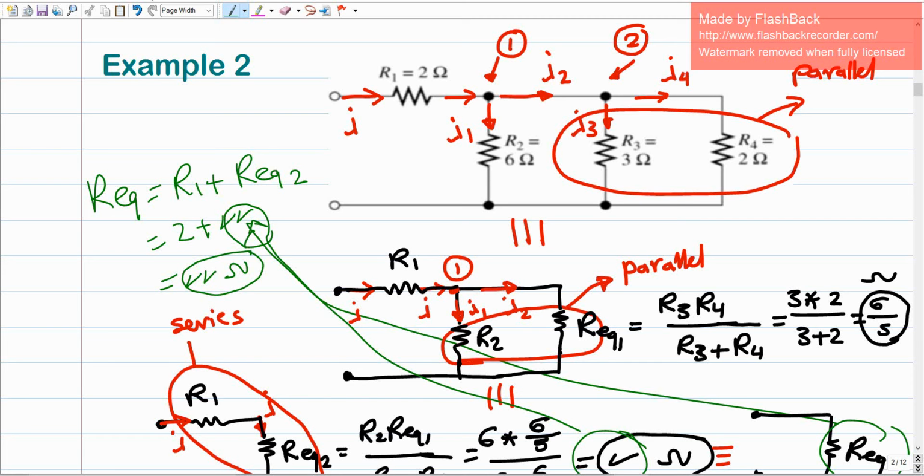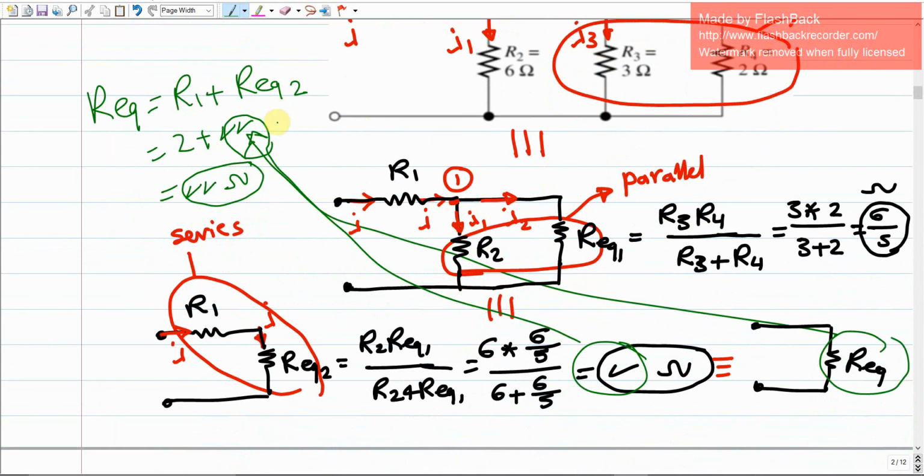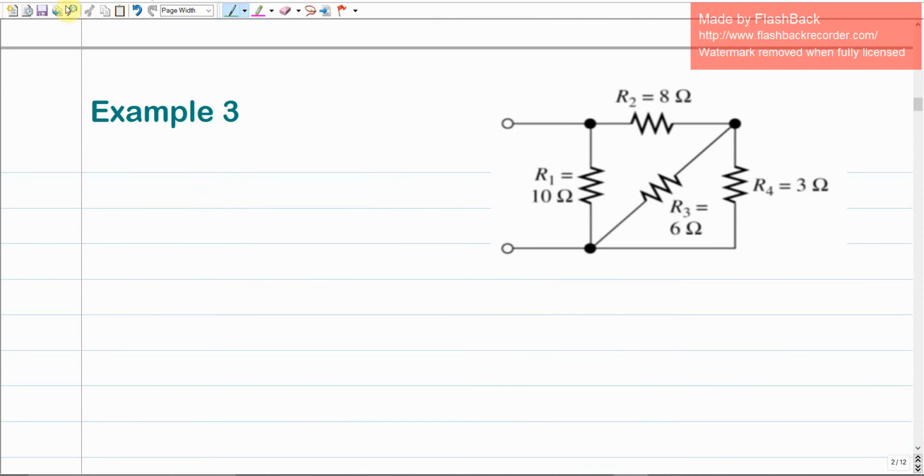If you can imagine how the simplified form of the electrical circuit is going to look without redrawing it, it is not needed to redraw the electrical circuit. That is fine to me if you just do the calculation for how much is R equivalent 1, how much is R equivalent 2, then how much is the total R equivalent for the electrical circuit. Make sense? Let us consider another example, which is example 3.